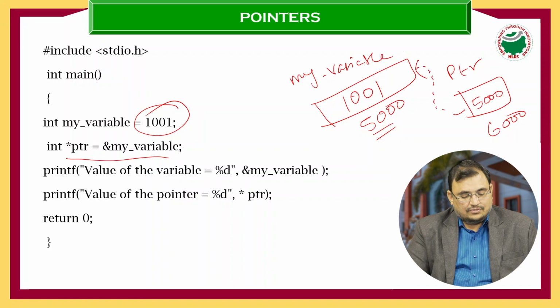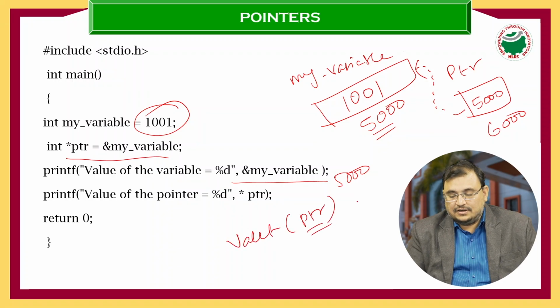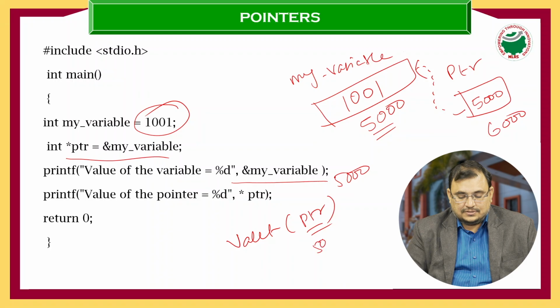Now I am printing the address of myvariable. The address of myvariable is 5000, so it will print 5000 here, and then the value at address ptr. What does ptr contain? ptr contains 5000. The value at 5000 is again 1001. That is the answer for this.